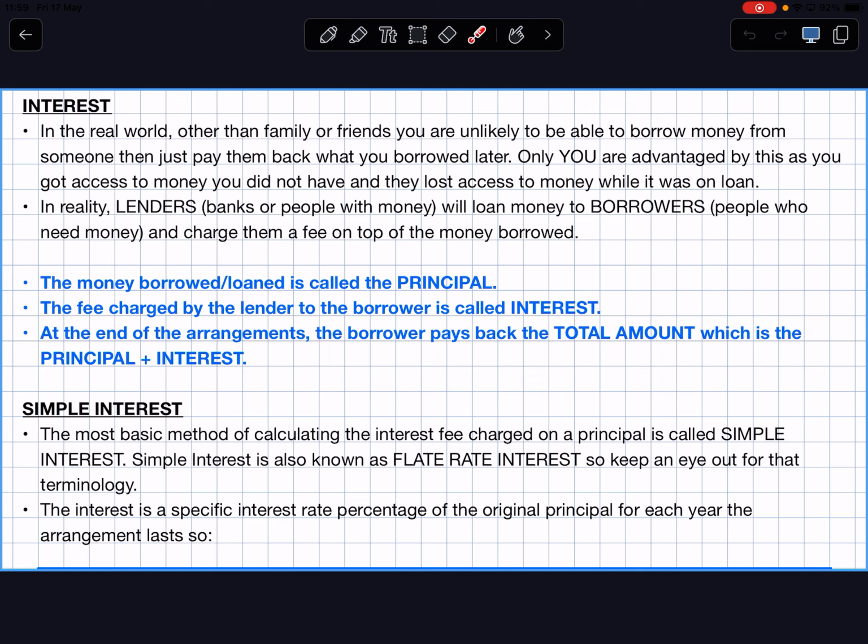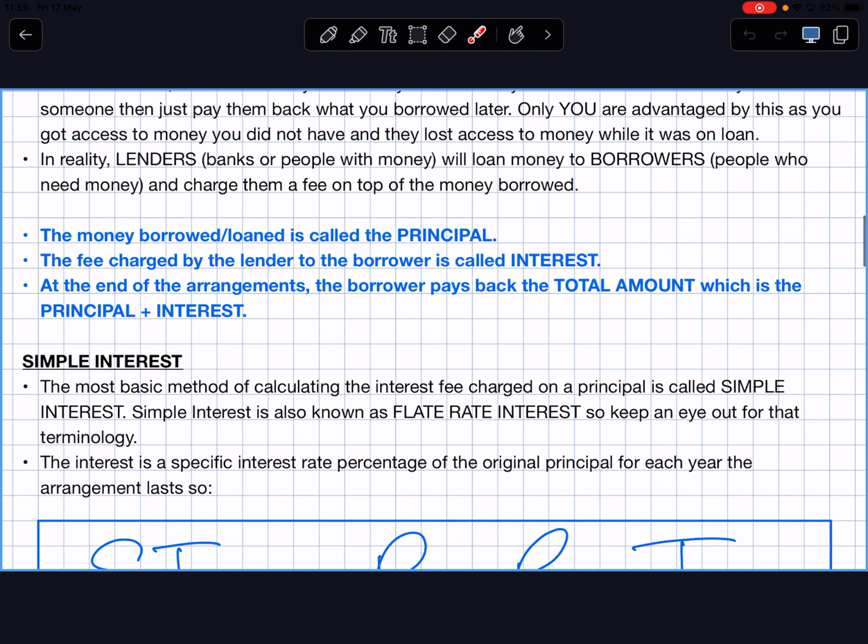So you can think of interest as the money that you're charged to use someone else's money that you didn't have. And then at the end of the arrangements, the borrower pays back the total amount, which means they have to pay back the principal, the amount they borrowed, plus the interest fee on top. Can you please get those terms in capitals, because they're important for our discussion.